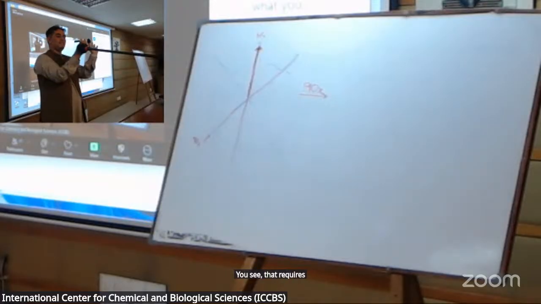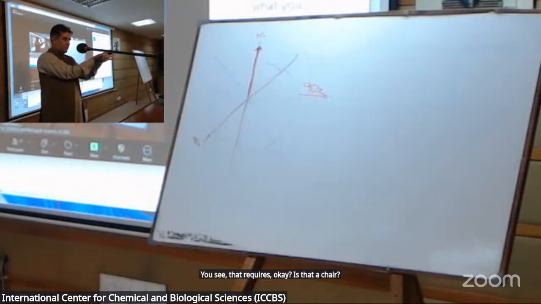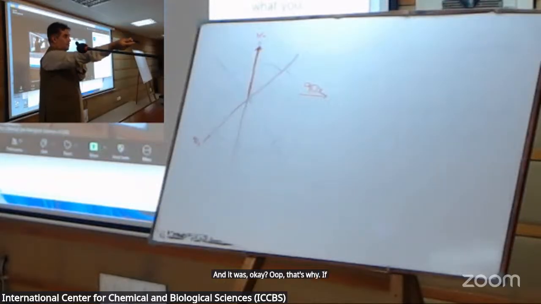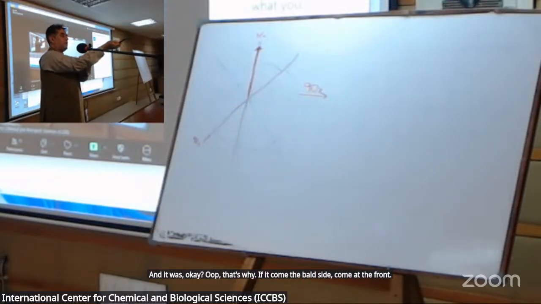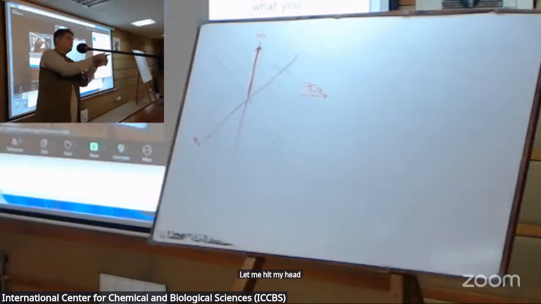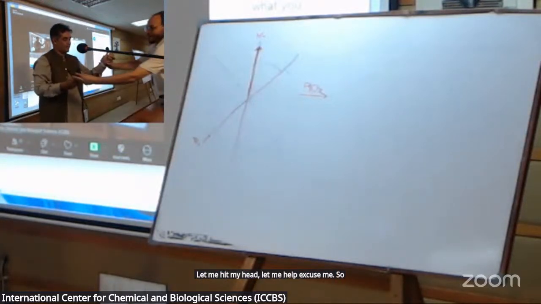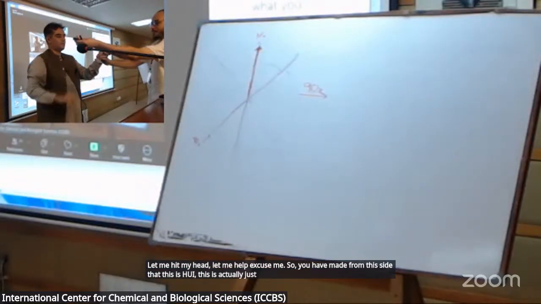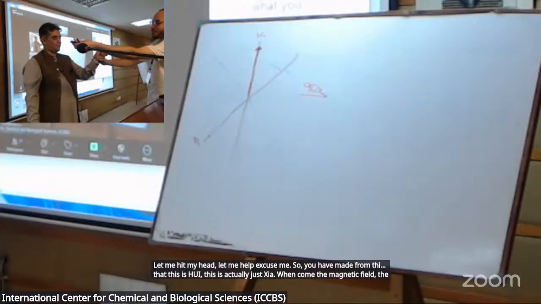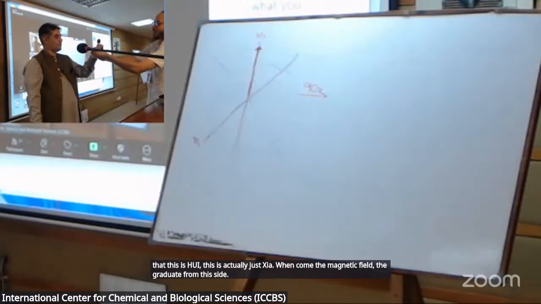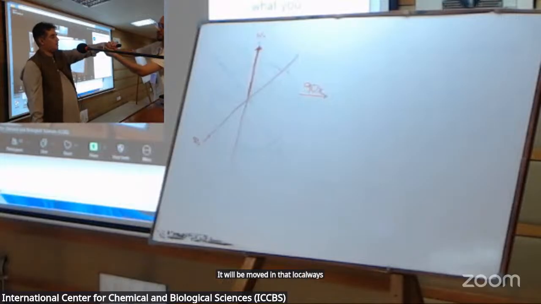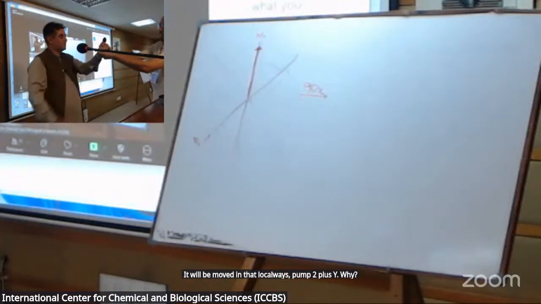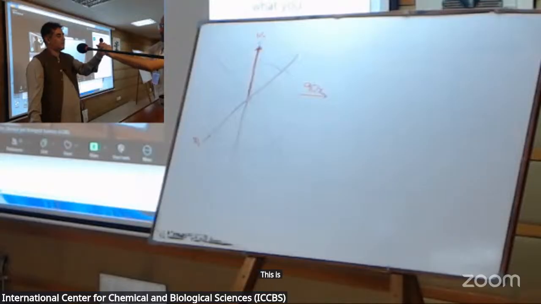If it is this direction, to plus Y, if the pulse comes from here, let me help you. So you have made from this side that this is X, Y. When the magnetic field comes from the radio frequency from this side, it will move clockwise and come to plus Y. Back again, this is stabilization one.